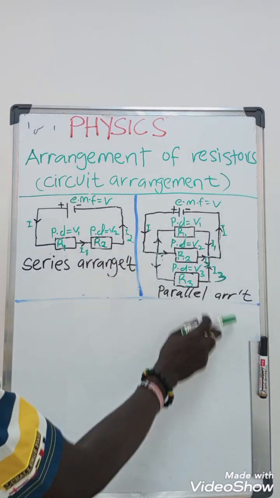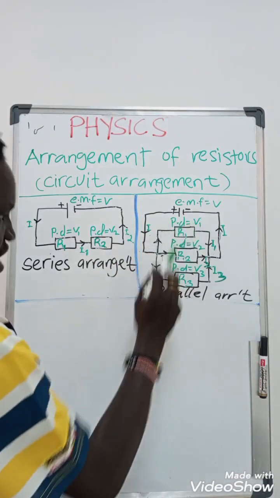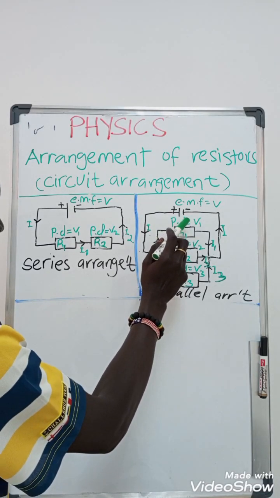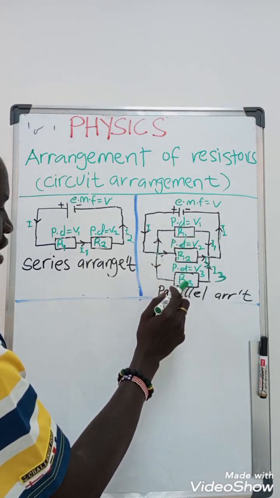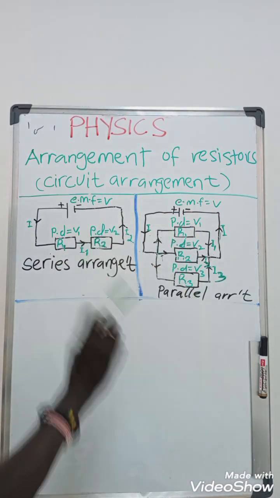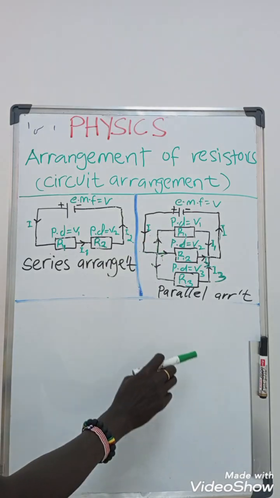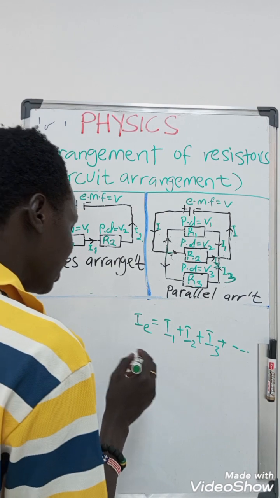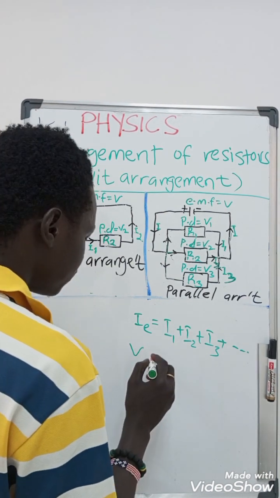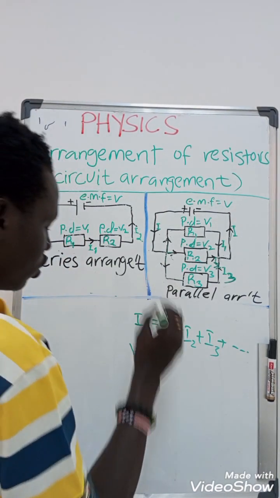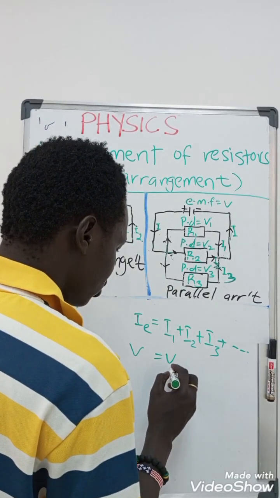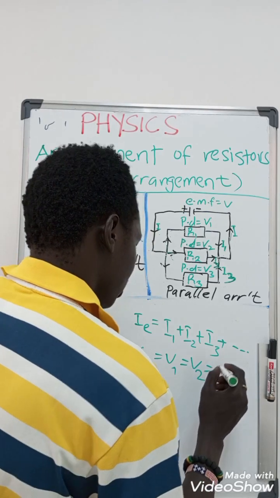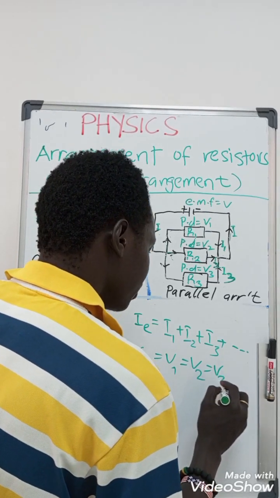Point number 2 in parallel arrangement, the potential difference across each resistor is the same, and it gives the EMF of the cell. The potential difference across the whole combination is equal to V1 is equal to V2 is equal to V3.